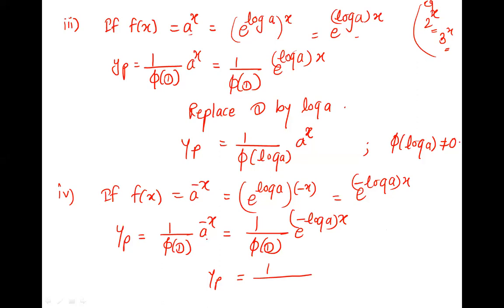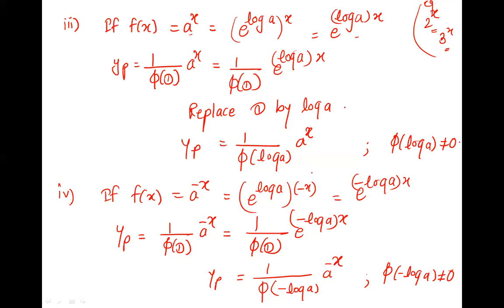So if it is a raised to minus x, we can write e raised to minus log A into x for this function. Now what we will do here is replace D by minus log A. Very good. And this e raised to minus log A x is nothing but a raised to minus x. And the condition, we know, is that phi of minus log A should not be equal to 0.